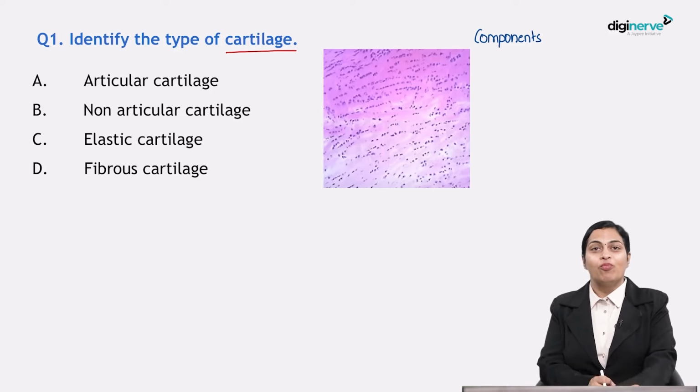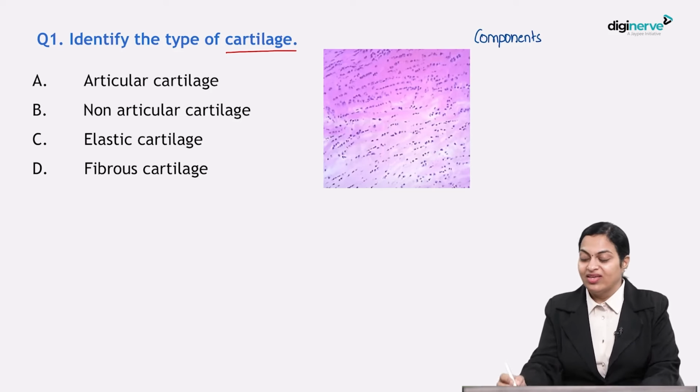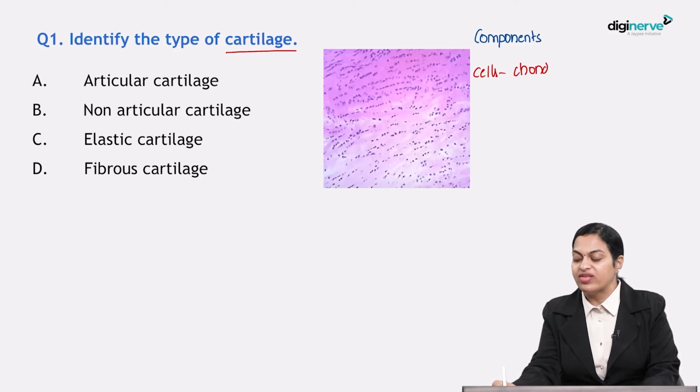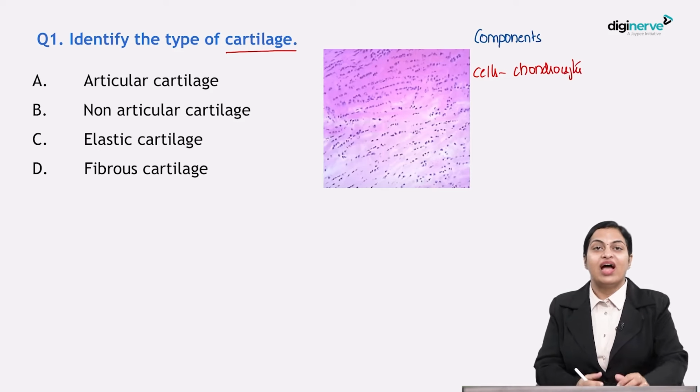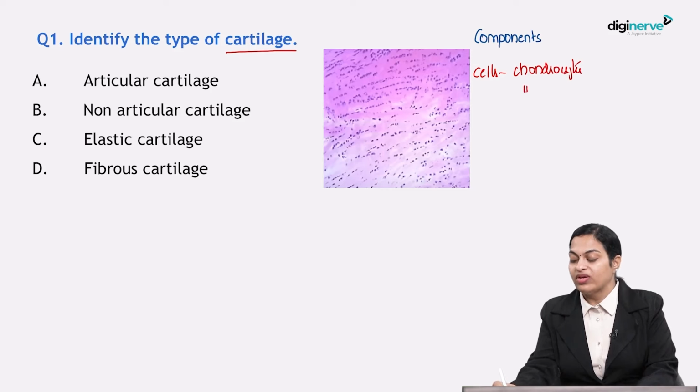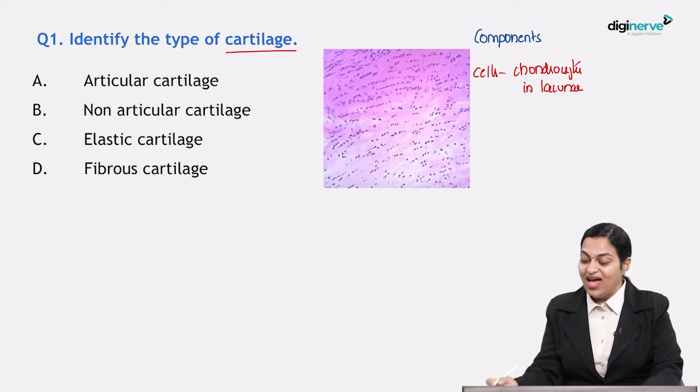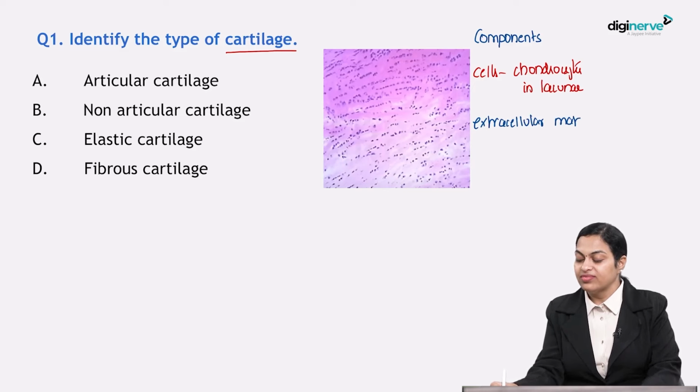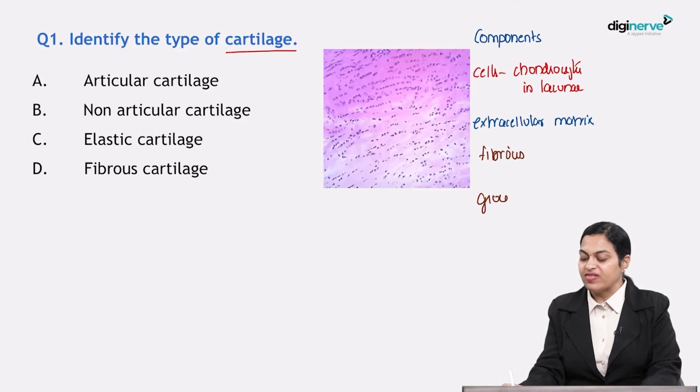What do you think are the components that make up the cartilage? The cells of the cartilage are called the chondrocytes. And these chondrocytes are located in a cavity within the matrix. It's called chondrocytes in lacunae, right? And then the extracellular matrix, that is made up of the fibrous component and the ground substance.